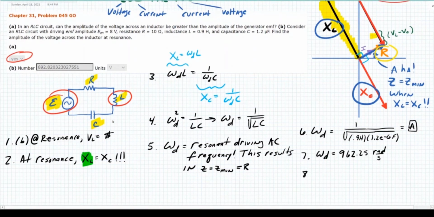And at resonance, this is the voltage drop across my inductor. Ohm's law says V equals IR. So V equals I times XL. Okay. So I guess, did we figure out I yet? No. At resonance, find the amplitude of the voltage across the inductor.